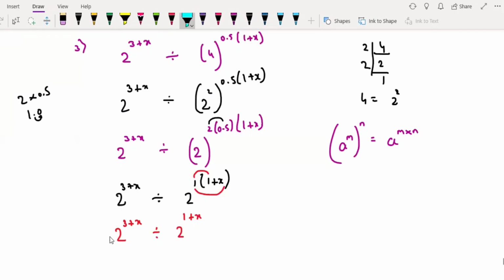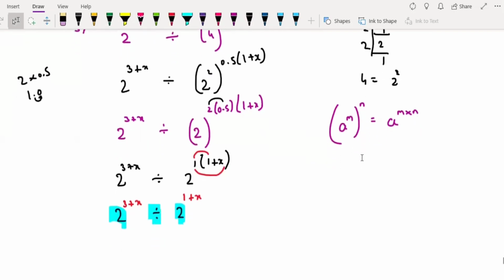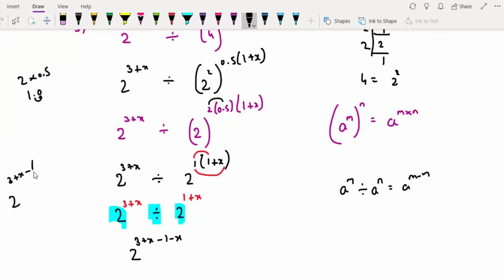Okay, as you can see, the bases are same, and it is division, so we can apply the law. Which law can we apply? We came across it in the first and second column. The law is e to the power of m divided by e to the power of n. So what are we going to do with our powers? We have to subtract, right? The same thing we're going to do in our solution. 2 to the power of 3 plus x minus 1 minus x. You may be thinking, why has sir written 2 to the power of 3 plus x minus of 1 plus x?